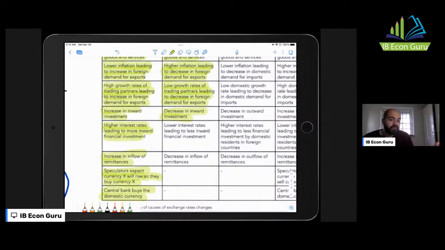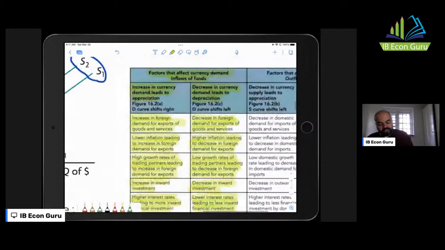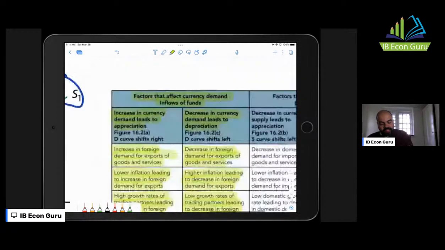So there's a decrease in foreign demand for the US dollar. Maybe there are lower interest rates in US banks, and that's leading to less inward financial investment. Maybe there's a decrease in the inflow of remittances. Maybe not as many Americans are traveling to live overseas and not sending as much money back home. So these are the factors that affect currency demand and either lead to an appreciation or a depreciation.